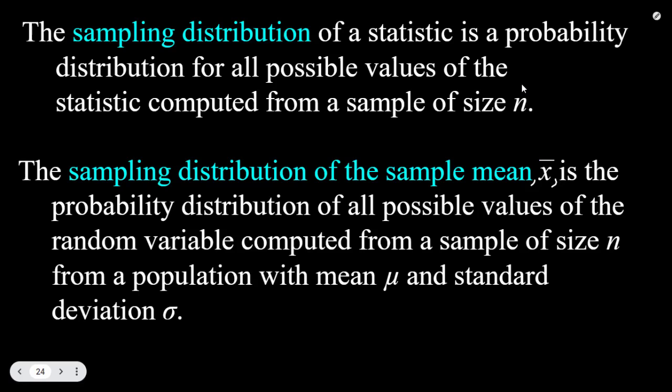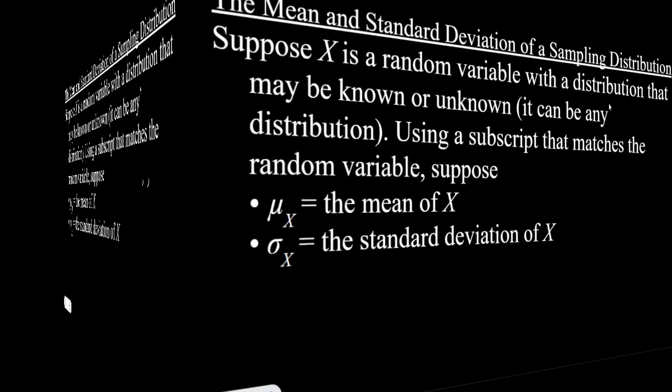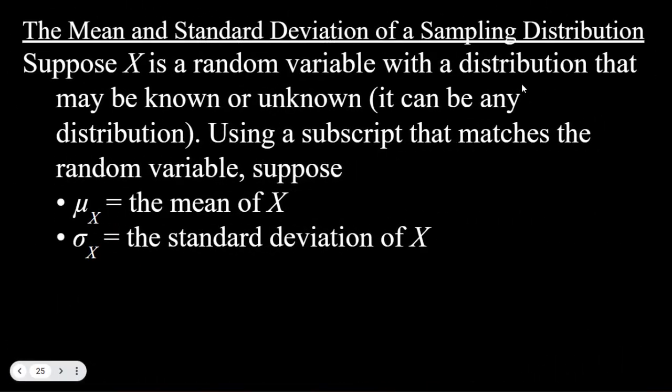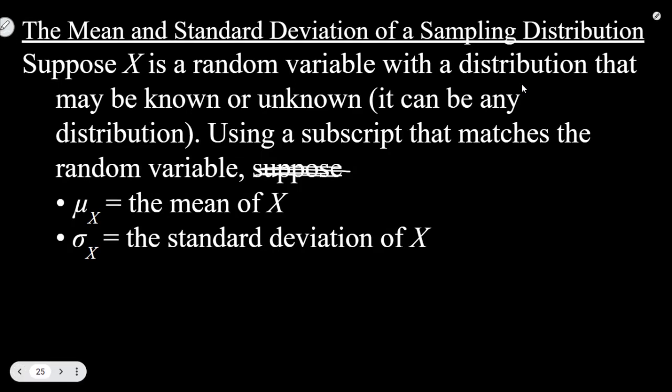So now we're going to be dealing with not just individual values. Again, like I mentioned, we're going to be dealing with sample means, and some unique things happen when we deal with sample means. Suppose x is a random variable with a distribution that may be known or unknown. It can be any distribution. Using subscripts that match the random variables, this is just our notation. Mu sub x means the mean of x, and sigma sub x means the standard deviation of x. Those are just the notations that we've used in the past.